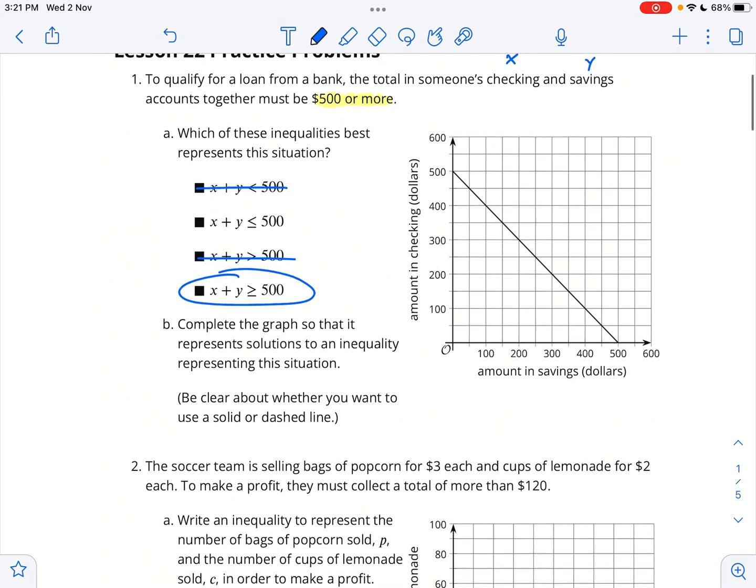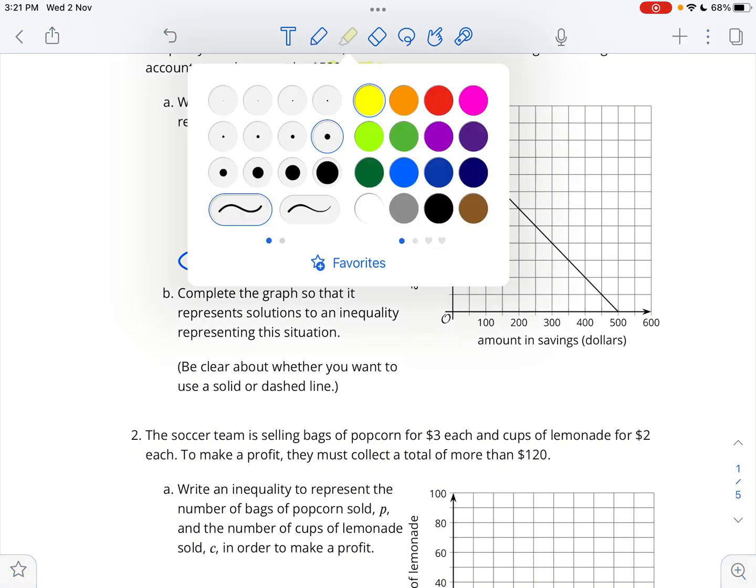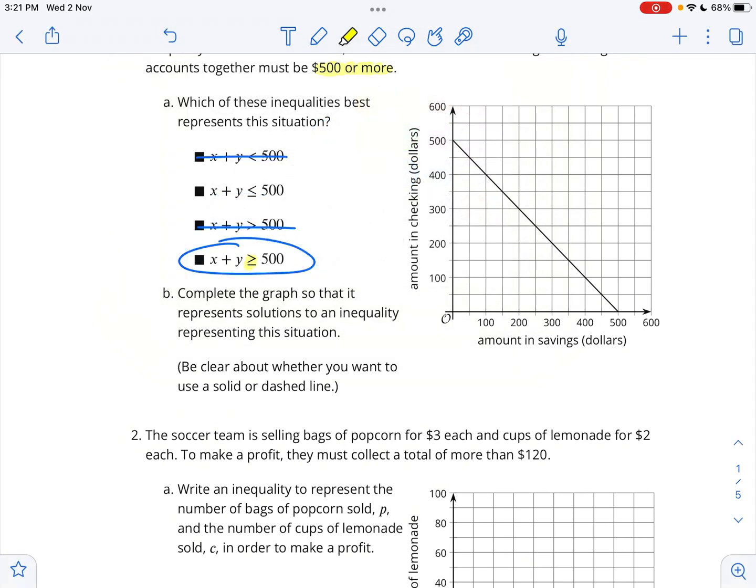Part B says complete the graph so that it represents solutions to an inequality representing this situation. Be clear about whether you want to use a solid or a dashed line. So if I'm going to be graphing that previous inequality, x plus y is greater than or equal to 500, because it is a greater than or equal to, I'm going to be using a solid line because it can equal exactly 500. And then I need to figure out which side I'm going to shade on.